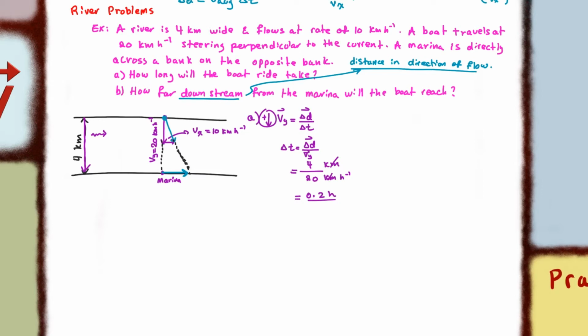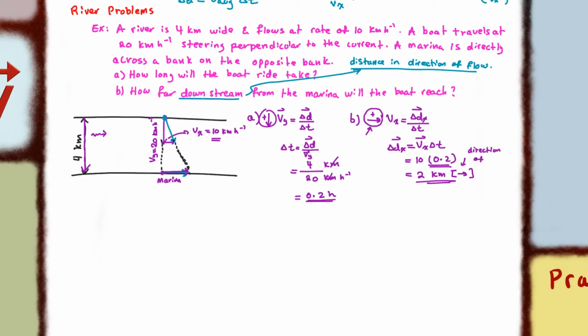For part B of the question, we want to see how far in the direction of the flow the boat travels. So we only care about the x direction and not the y direction anymore. In the x direction, we're going to take right to be positive. The average velocity is displacement over time. Rearrange it for displacement to get Vx times delta t. The velocity in that direction is 10, and the time we already know is 0.2 hours. When we multiply that, we get 2 kilometers. Since we took right to be positive and our answer was positive, that's to the right, which is the direction of the flow.